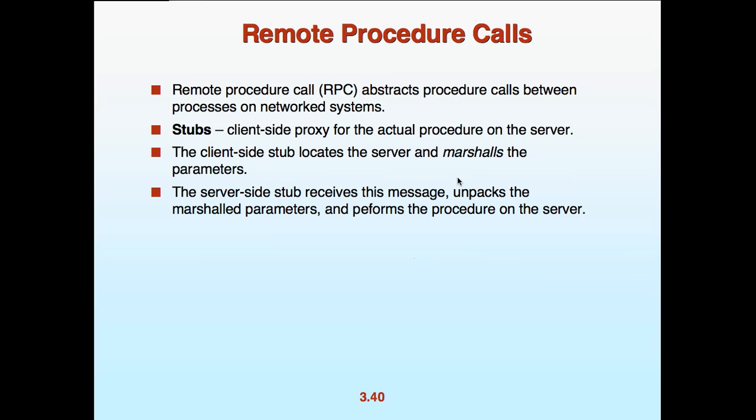Remote procedure call, abstraction calls between processes or network systems. The stub, that's the client-side proxy of the actual procedure on the server that's being run. The client-side stub locates the server and marshals the parameters. And the server-side stub receives this message, unpacks the marshaled parameters, and performs a procedure on the server. It's yet another abstraction to the client-server communication that allows us to send and receive information back and forth. This one's using a marshalling concept with a stub, which is kind of interesting because this RPC is what RMI is built off of, actually.